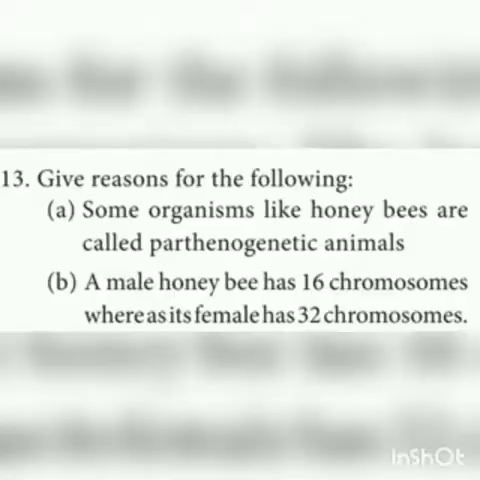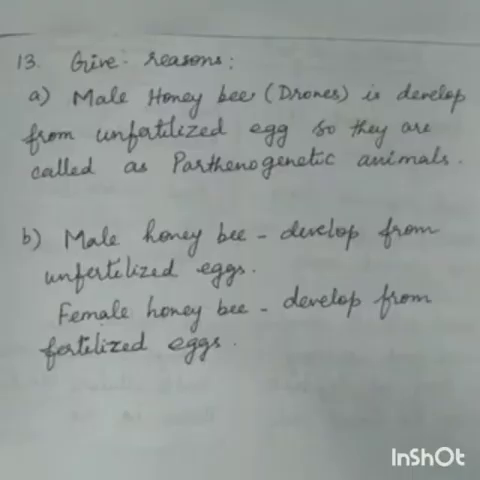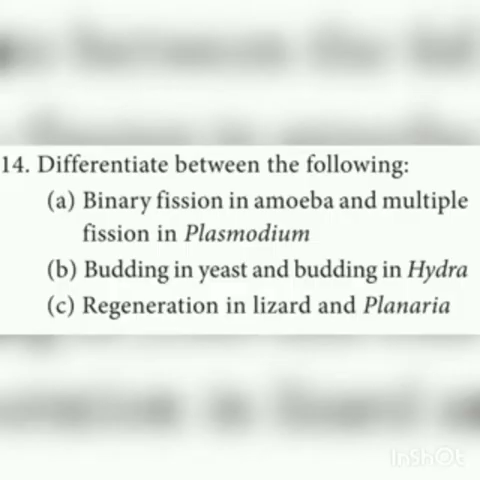And the second one, a male honeybee has 16 chromosomes, whereas its female has 32 chromosomes. Why? Because the male honeybee develops from the unfertilized egg, so it has only 16 chromosomes, whereas the female develops from the fertilized egg, 2N, so it has 32 chromosomes. And 14th question, differentiate between the following.